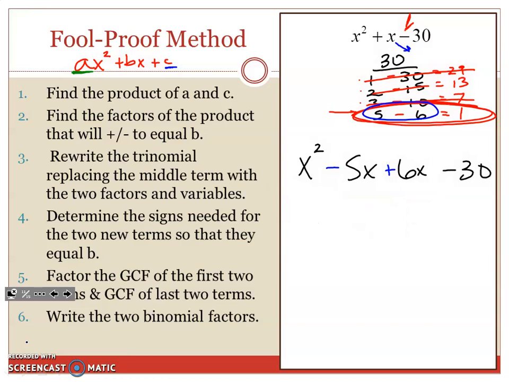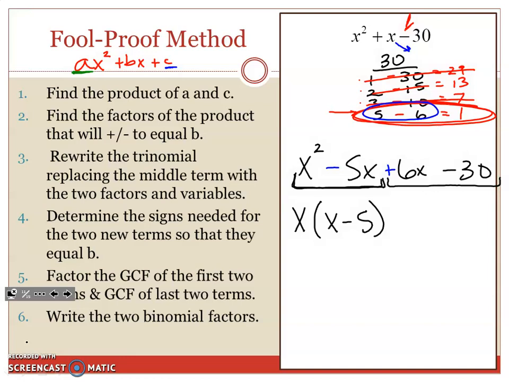Now I'm going to do my factoring by grouping step. And what that means is I'm going to factor something out of these two terms, and I'm going to factor something out of these two terms. So the first two, x squared minus 5x, what do both of those have in common? Well, they both have an x, so we can pull an x out. If I pull an x out, I'm left with an x minus 5 on the inside.